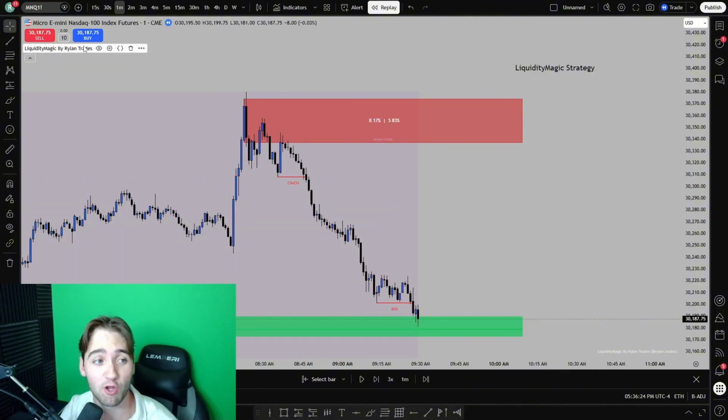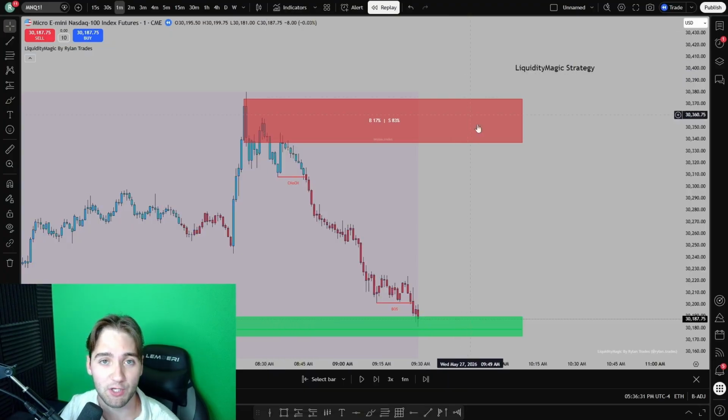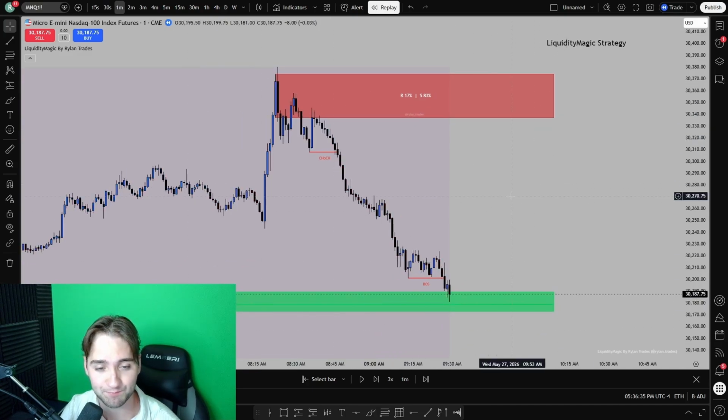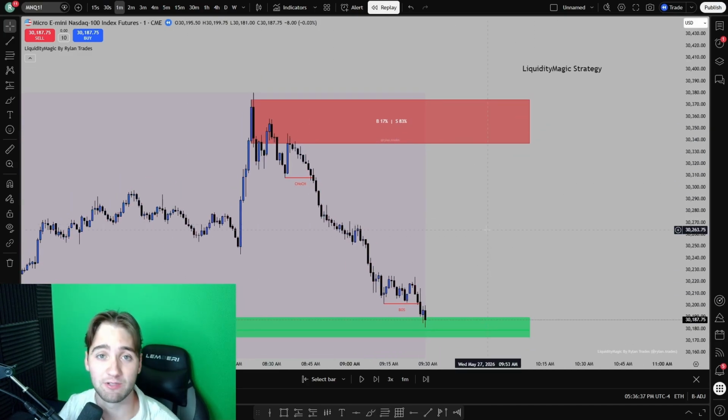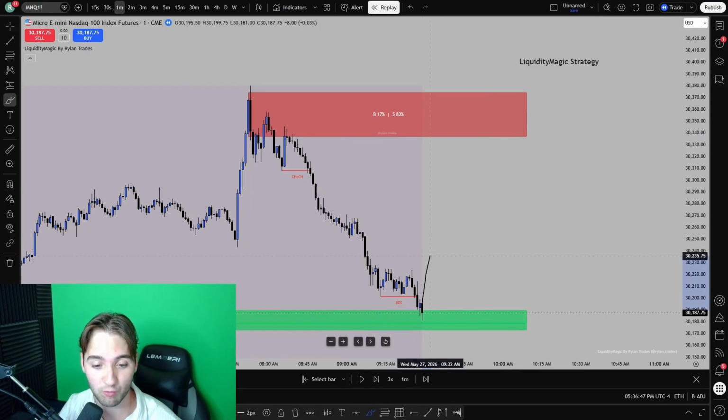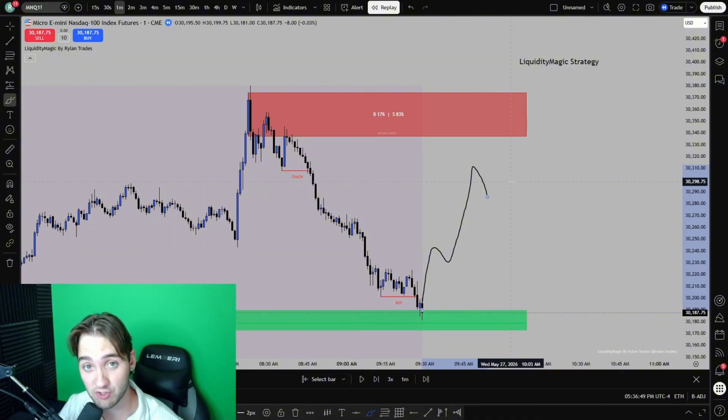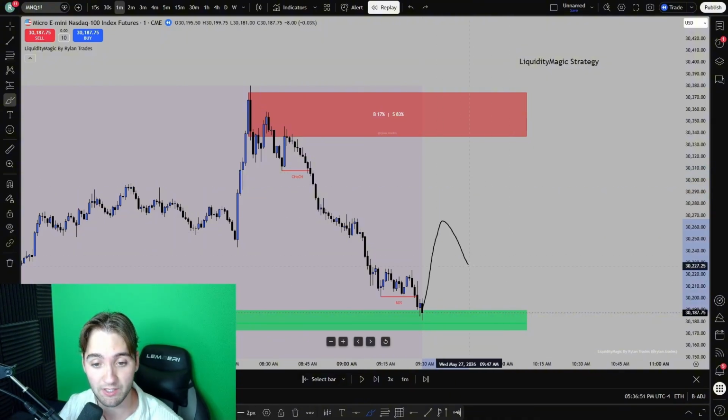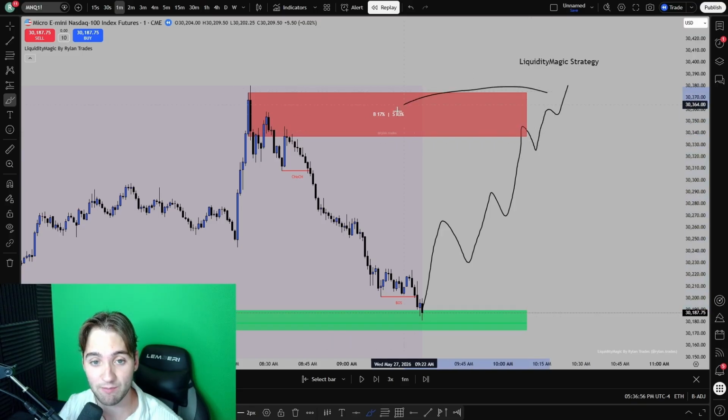This indicator right here is called LiquidityMagic by Ryland Trades. This is by me. With this indicator, this basically marks out liquidity zones in the market. As you guys can see, we have this red liquidity zone and we have these green ones here. So price is always attracted to these areas and they act as like a liquidity pool. So price likes to retrace from these and reject off of these, or just simply be attracted to these, right? And use these areas as a sweep of liquidity.